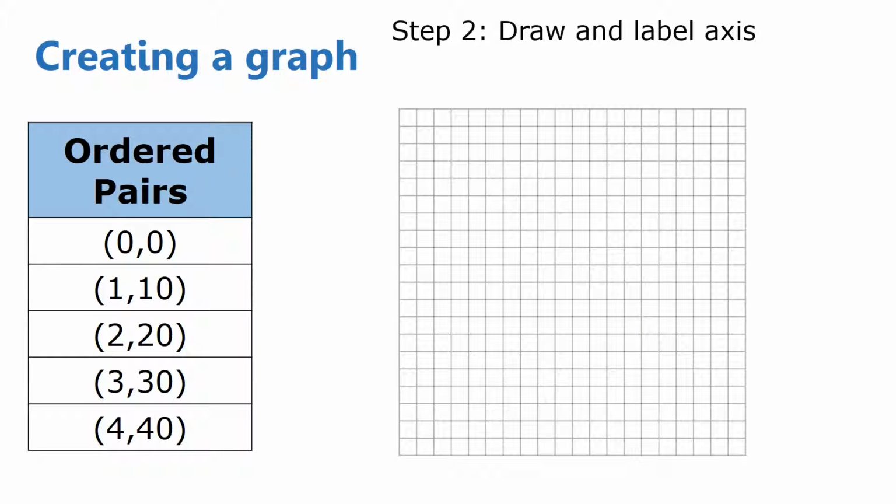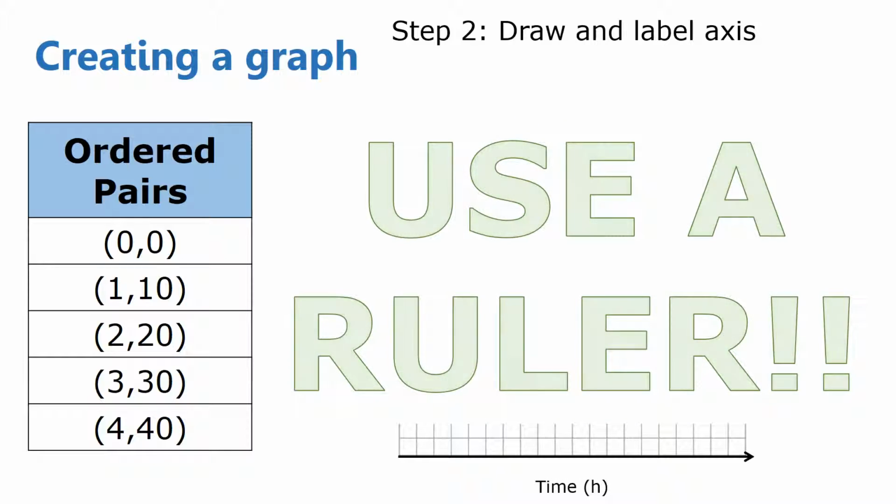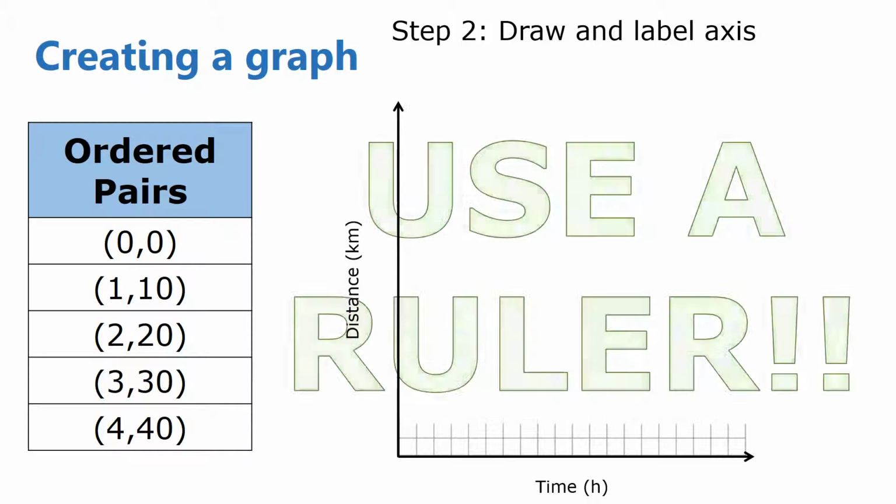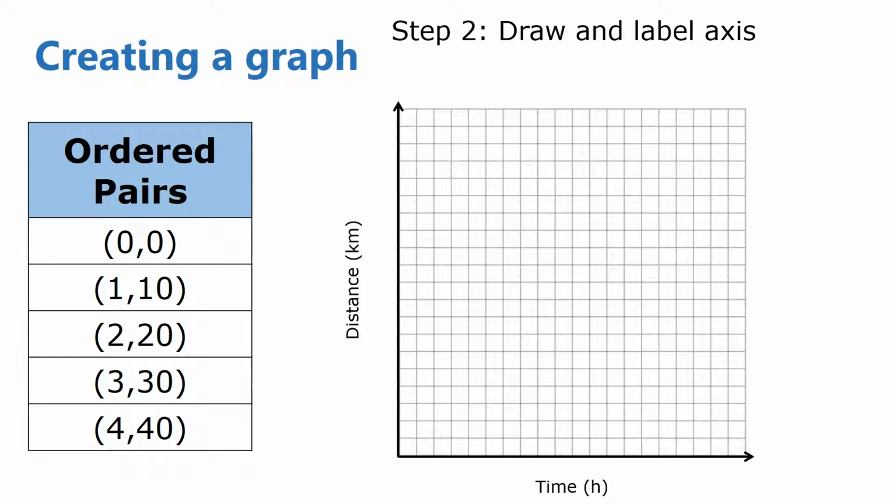Step 2. Draw and label your axes. The x-axis is always the horizontal axis and will be labeled with the manipulated variable, in this case, time. Remember, always use a ruler. The y-axis is the vertical axis and will be labeled with the responding variable, in this case, distance. Again, remember your ruler. When labeling our axes, make sure you include your units.